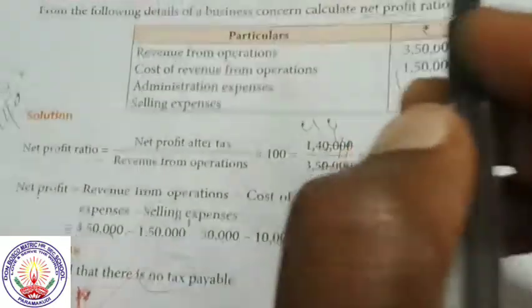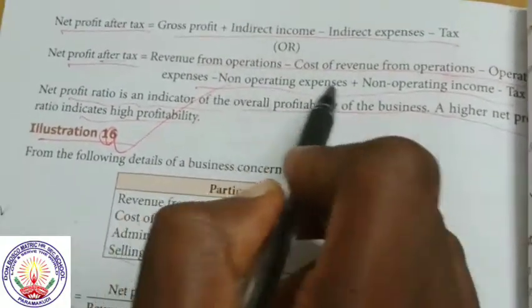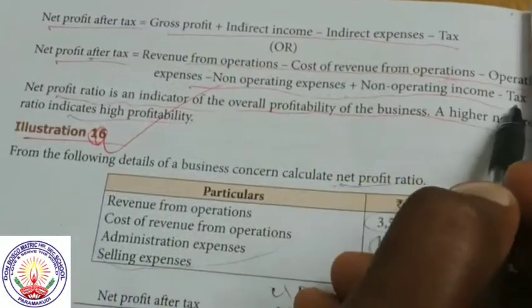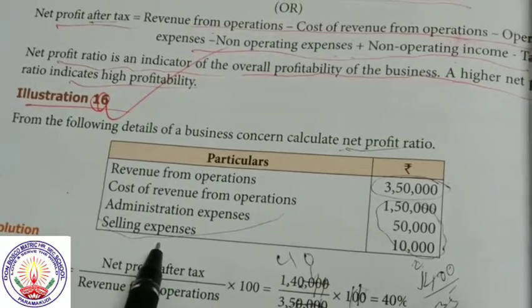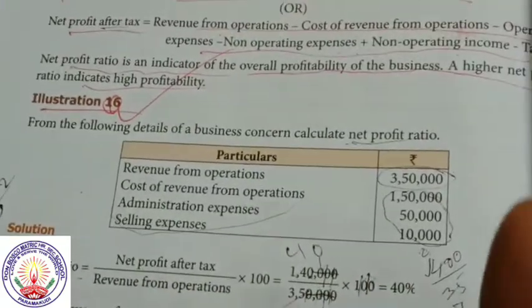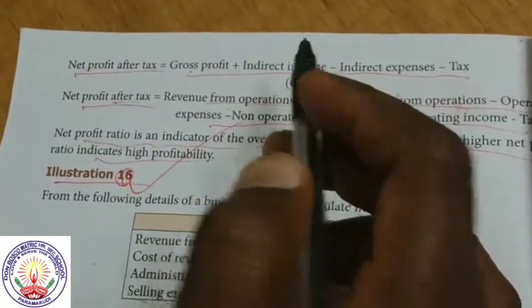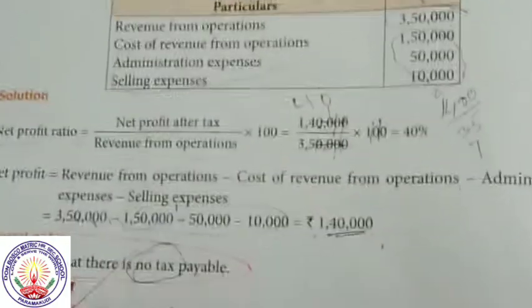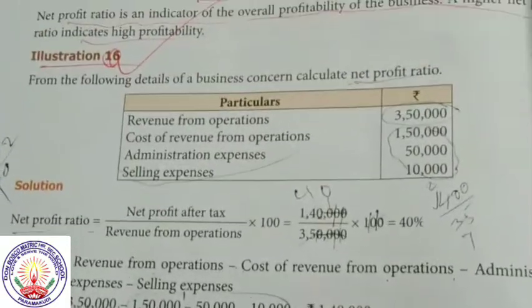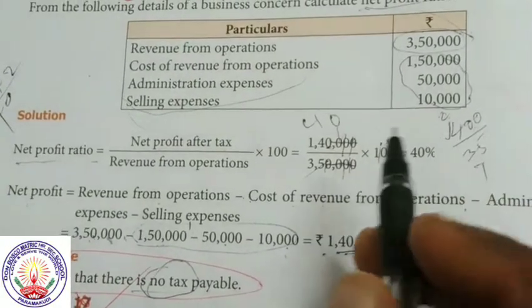1,40,000 is the net profit. Suppose the formula is revenue from operation minus cost of revenue operation, operating expense, non-operating expense, plus non-operating income, less tax. Tax is not considered because it is not given in the question, so automatically no tax is payable. It is the same as gross profit. Either formula you use, the net profit is 1,40,000. Note: it is assumed that there is no tax payable. Don't consider taxes. Now find the answer.